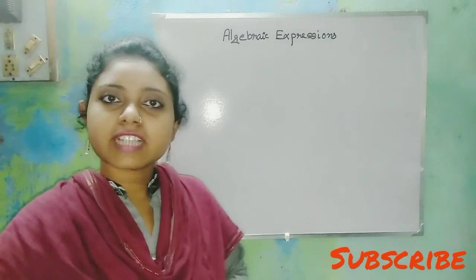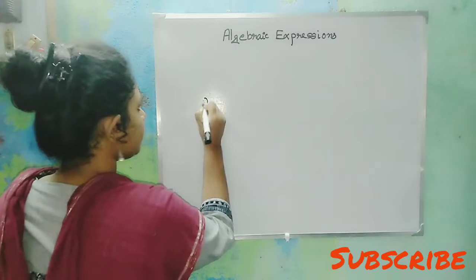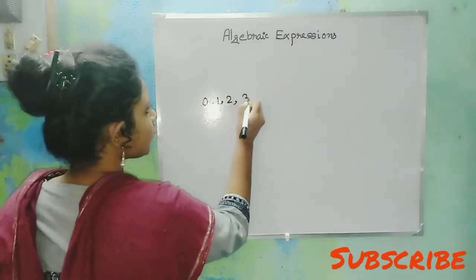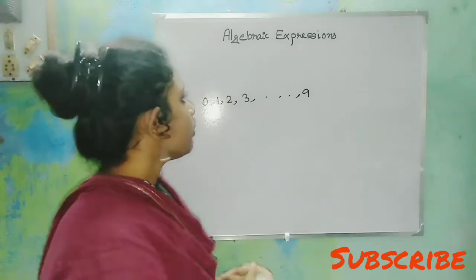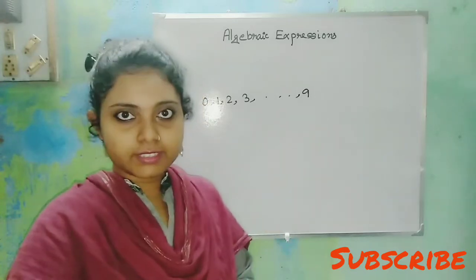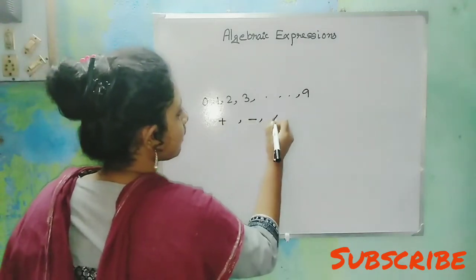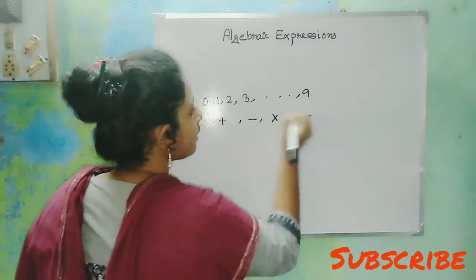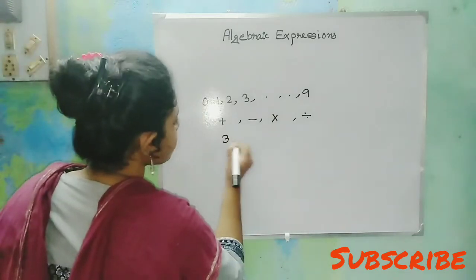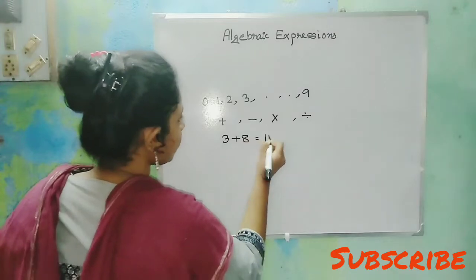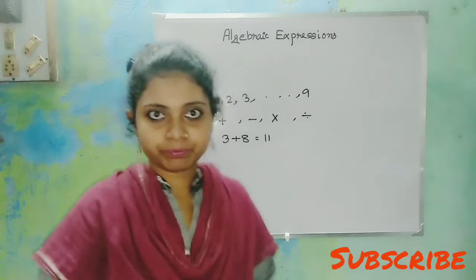we use some numbers and their symbols. Suppose 0, 1, 2, 3 up to 9. And here we use 4 operations, that is addition, subtraction, multiplication and division. See, suppose 3 plus 8 is 11. This is the addition operation. In arithmetic we use them.